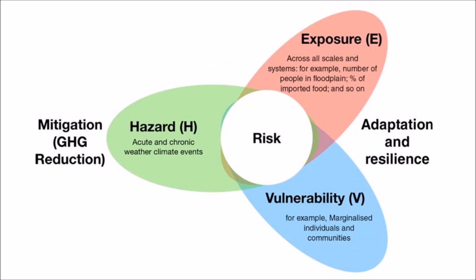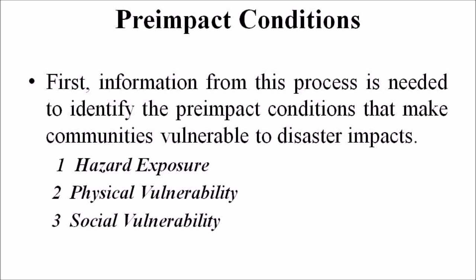Communities can engage in three types of emergency management interventions to ameliorate disaster impacts. Physical impacts can be reduced by hazard mitigation practices and emergency preparedness practices, whereas social impact can be reduced by recovery preparedness practices. In this session, we are discussing the pre-impact conditions in a disaster management system.